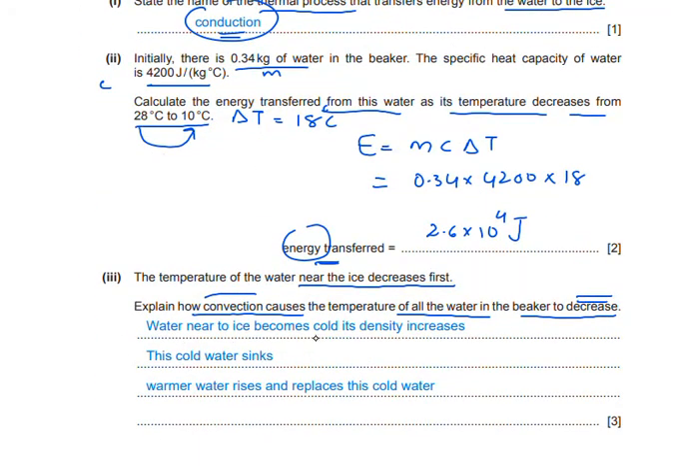Water near the ice becomes cold, the density increases. These cold particles of water sink, go down, and the warmer water rises and replaces the colder particles. So that's how the convection currents are forming here. So all 3 marks can be justified easily.